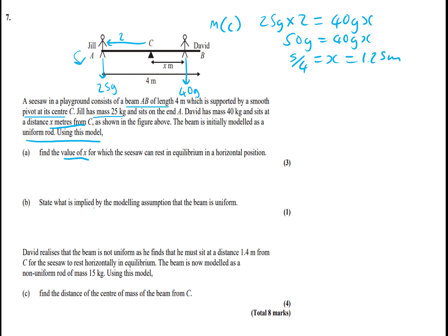State what is implied by the modelling assumption that the beam is uniform. So what does that mean? Well, we know that the weight acts at the centre of beam, right? And you can get more technical and say, well, the weight is evenly distributed across the beam, so the weight or mass acts at midpoint.